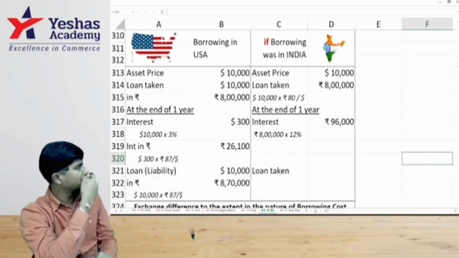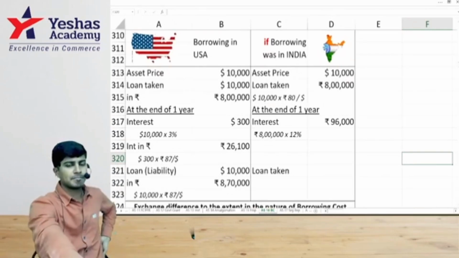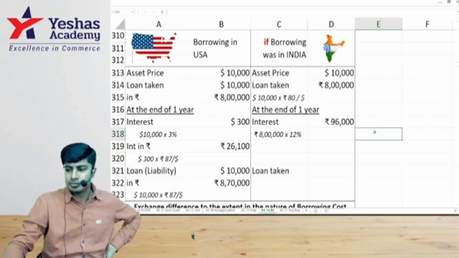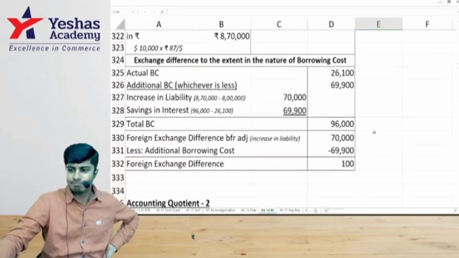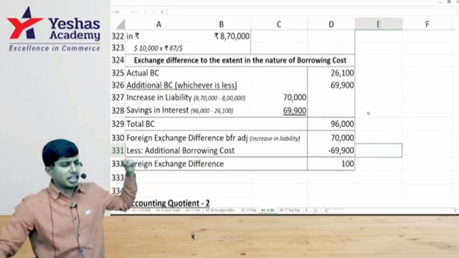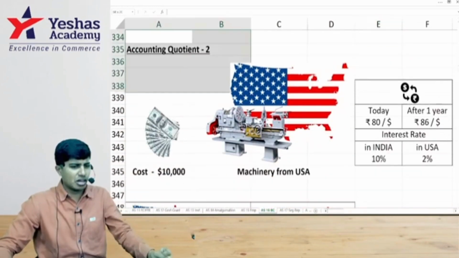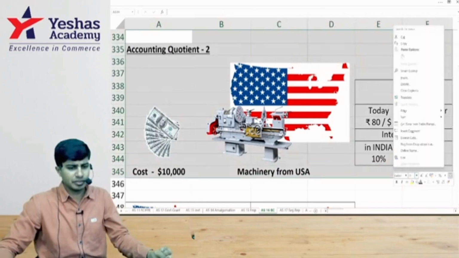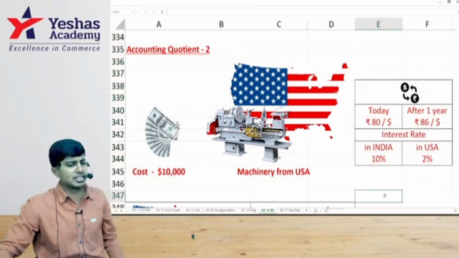This much is one computation. Now shall I scroll down to the next part? There we go. Let's do another question to concretize the concept that we've just learned. Copy this question, and let's start solving.